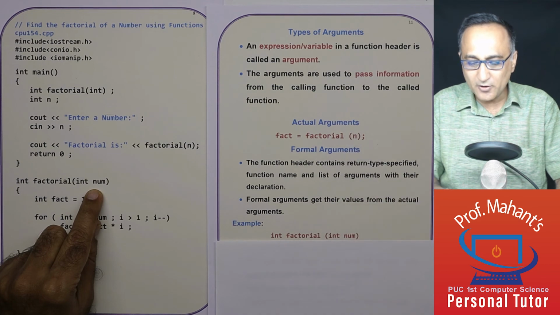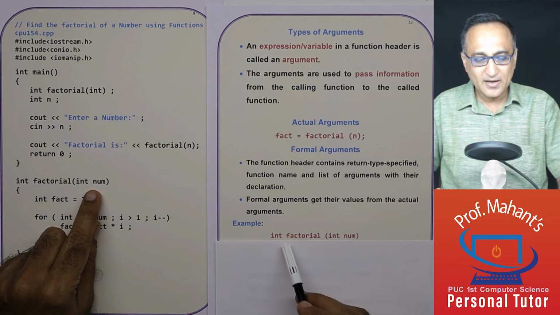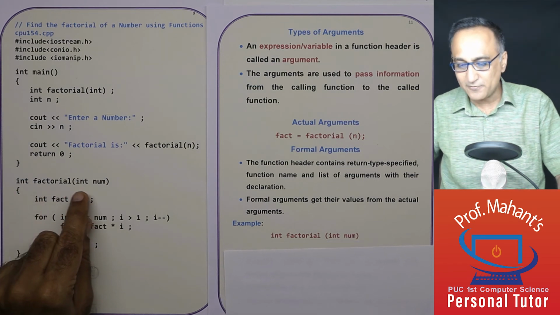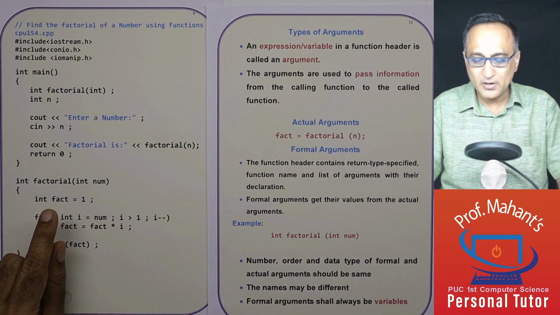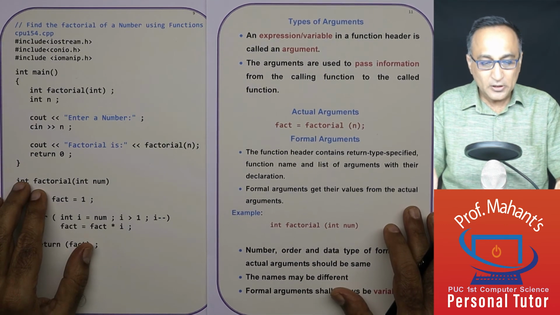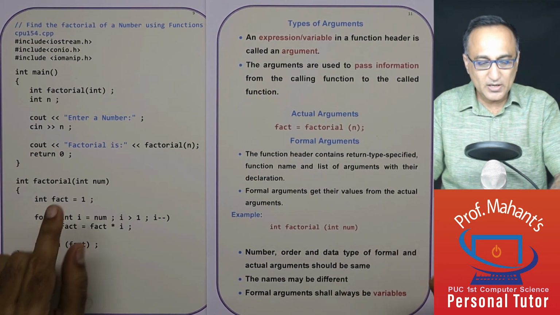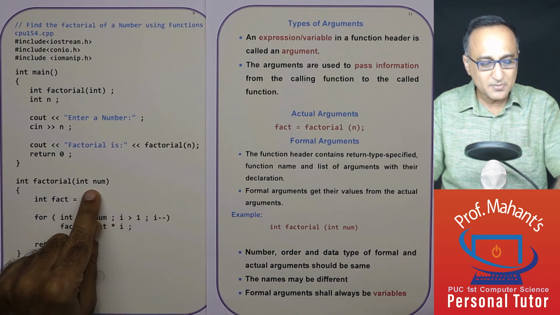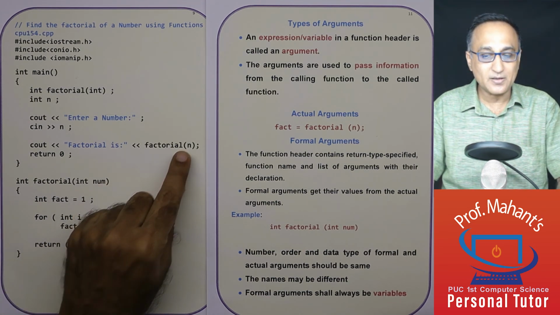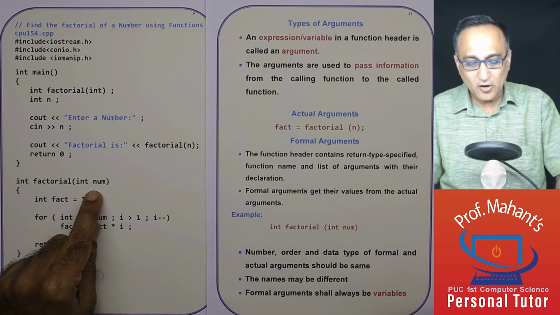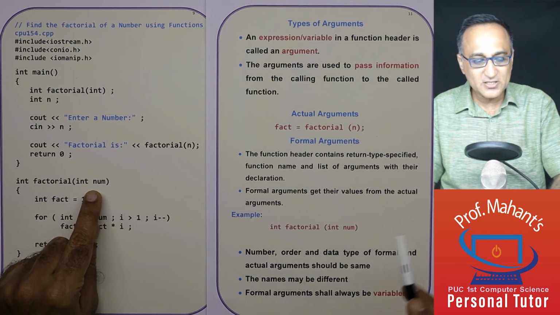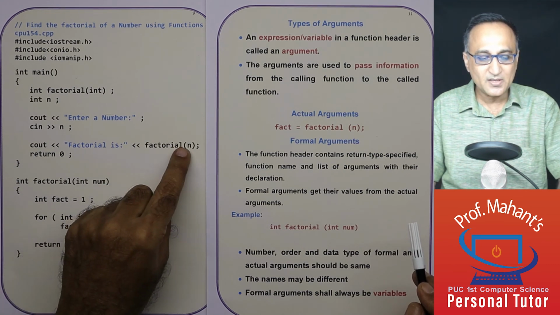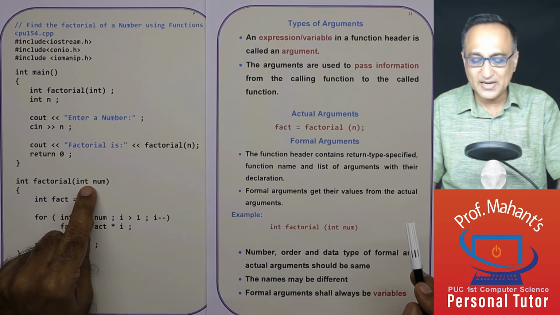So this particular line is an example of the function definition header. Number is an example of the formal argument or formal parameter. A few important points. If there is one argument here, there must be one here. The data type of n here must be the same as the data type of number here. And the order: if I'm specifying n first, number should be first. The first variable here will be copied in the first location. The second variable here will be copied in the second location.